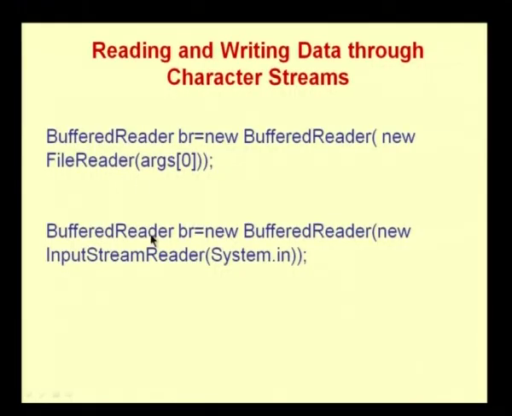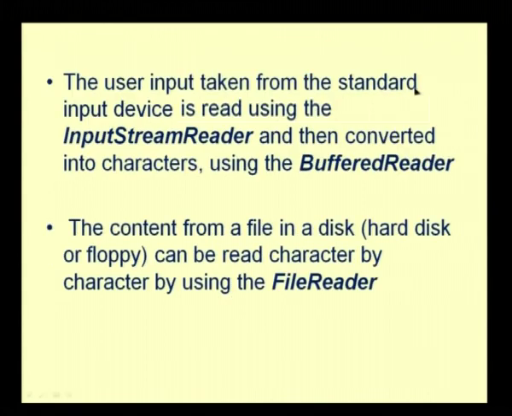A few instances of buffer reader are created. Here, new buffer reader, with file reader given as the parameter, and args of 0, which means it's the command line argument, that is your 0th argument. Next is buffer reader, here a new input stream reader and then System.in. So the user input taken from the standard input device is read using input stream reader and then converted into characters using buffer reader. The content from a file in a disk, hard disk or a floppy, can be read character by character using the file reader.